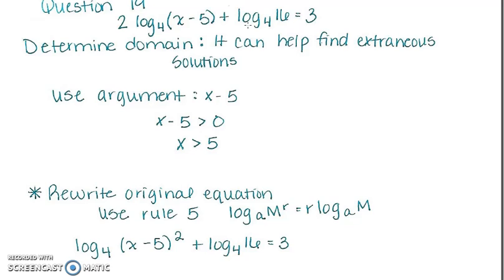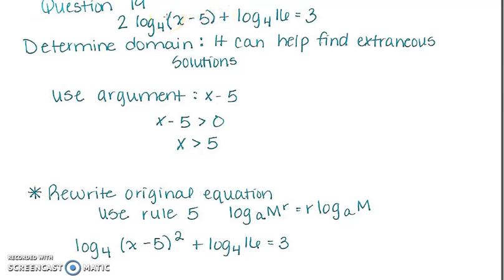Okay, so the first step is we want to determine the domain. When we determine the domain, it can help us find those extraneous solutions. Remember in class, once we got to the end, we were able to throw out one of those due to an extraneous solution. So that's going to be our first step. If you watched a couple videos back, when we're finding the domain, we use the argument to find the domain. The argument is where the variable is. So in this problem, our argument is x minus 5.